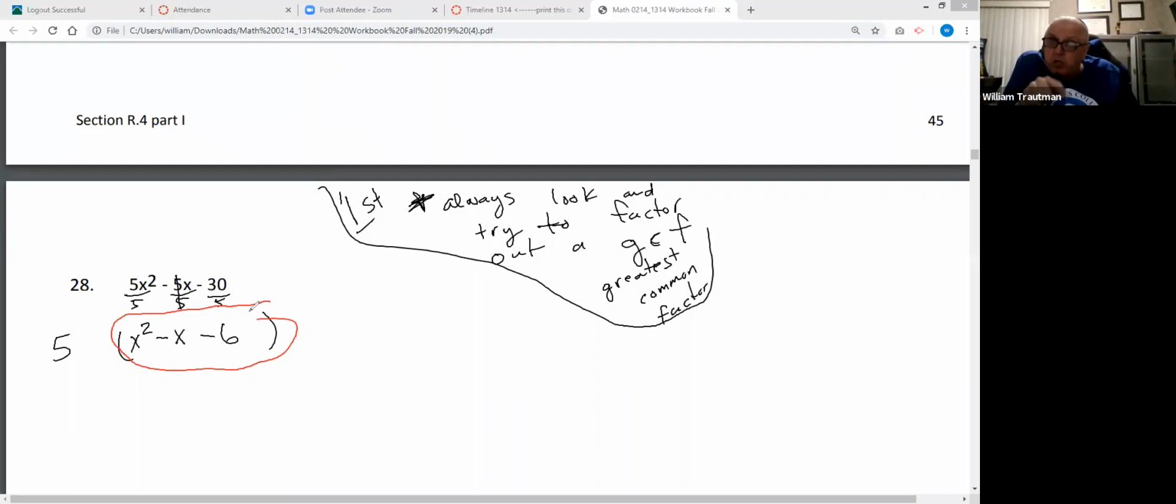I have 3 terms in this parentheses. I'm going to use the 3-term method when the number in front of x squared is 1, because the number in front of x squared now is an invisible 1.